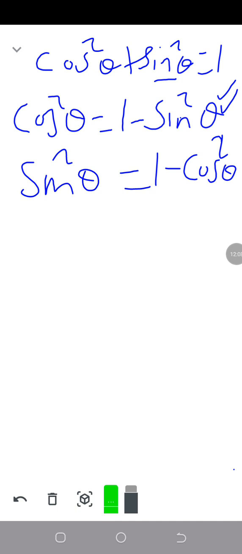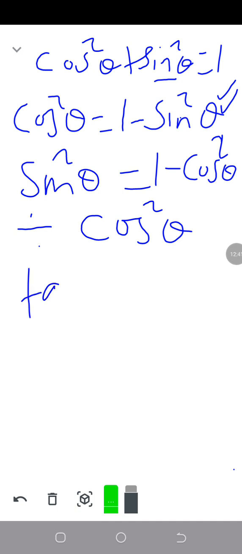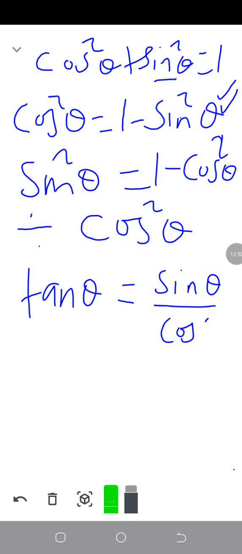Now, still from the very first trigonometry, cos squared theta plus sine squared theta equals to 1, we are going to divide that equation all through by cos squared theta. But before we do this, to get other identities, we must know that tan theta is the same as sine theta over cos theta.